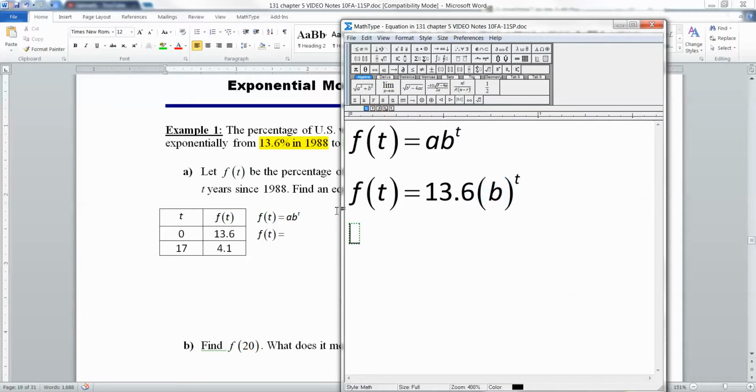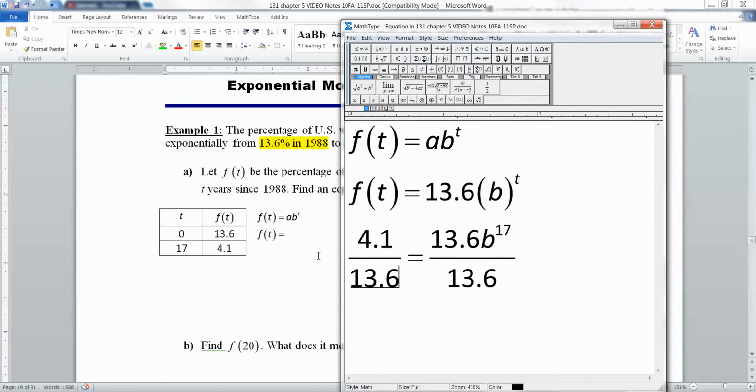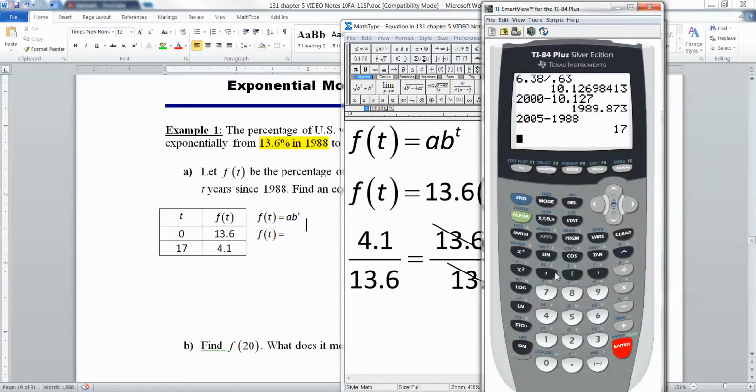Okay, well, this is where I'm going to use that other point. 4.1 equals 13.6 b to the 17. All right, now we'll just do a little bit of math here. We'll divide by 13.6 to both sides. Right, if you do it over here, we got to do it over here. All right, make my calculator find that. So 4.1 over 13.6.